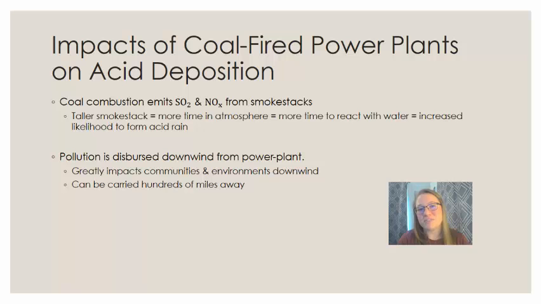But here's the flip side to that. If you have a taller smokestack, that means the pollutant can spend more time in the atmosphere, which means it has more time to react with the water, which means it has more time to turn into acid rain. So even though we are diluting that pollutant, we are increasing the likelihood to produce acid rain. And that pollution is dispersed downwind from that power plant, and that's going to impact those communities hundreds of miles away from where that electricity is being generated.